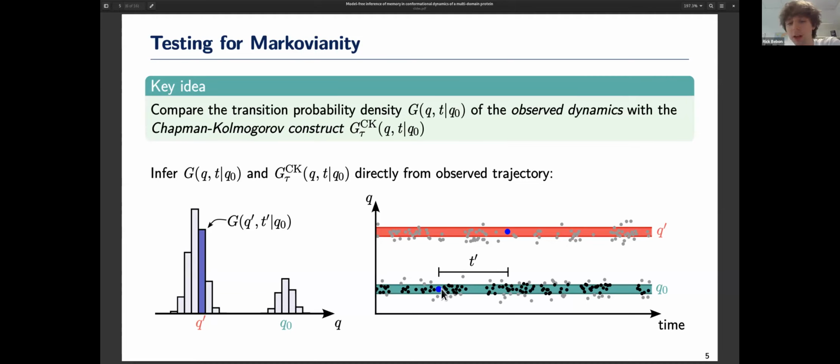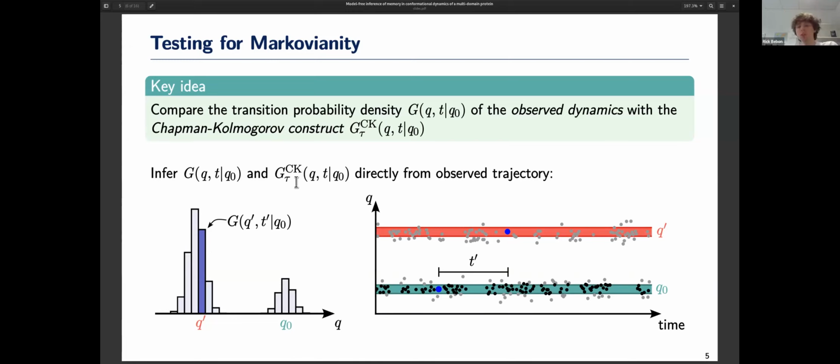For example, if I look at the blue data point here, then I choose some t prime, and after this t prime, the trajectory is now in this red bin here. So this data point would correspond to, or impact, the value of this blue bin here. Then you repeat the whole machinery for all data points, and you end up with your inferred transition probability density G, and you repeat this also for the CK construct, only then the integration is basically a sum.